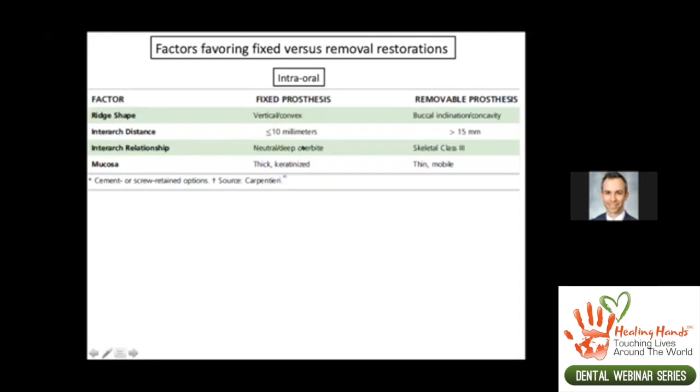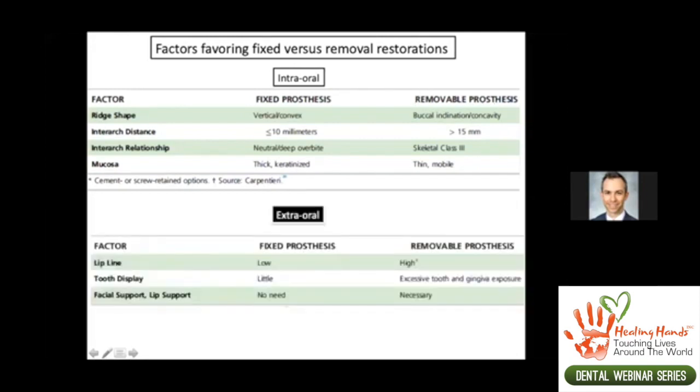Interarch relationships, if they're kind of class 1 or a slightly deep overbite, and keratinized mucosa, that favors fixed prosthesis. Now, if you have more of a buccal concavity and a buccally inclined alveolar ridge, if you have increased interarch distance greater than 15 millimeters, if you have more of a class 3 type relationship where you need to cantilever more, and thin mobile mucosa, those are some intraoral factors that increase the likelihood that a removable prosthesis will be more favorable.